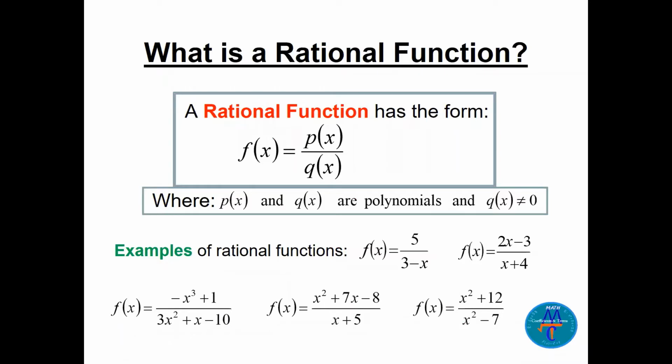What is a rational function? A rational function has the form f of x equals p of x divided by q of x, where p of x and q of x are polynomials. They can be of any degree.